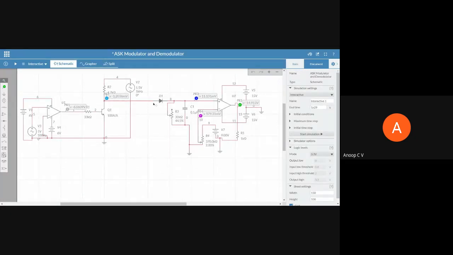So maybe I made some mistake in typing the question. I meant to ask the time constant while discharging. Did I mention the charging time constant? I'm not sure. If I mentioned that, please excuse. I meant to mention the time constant while discharging.